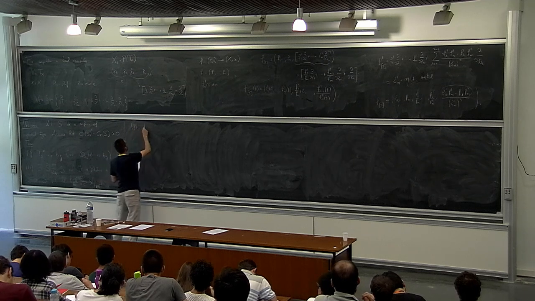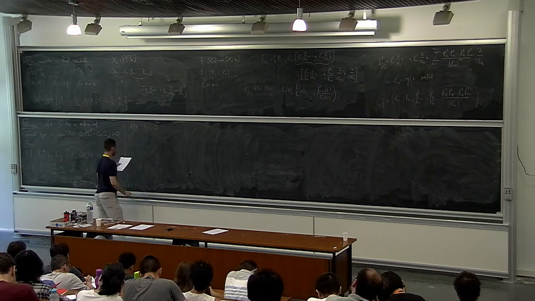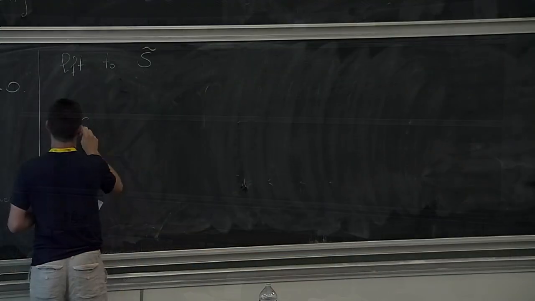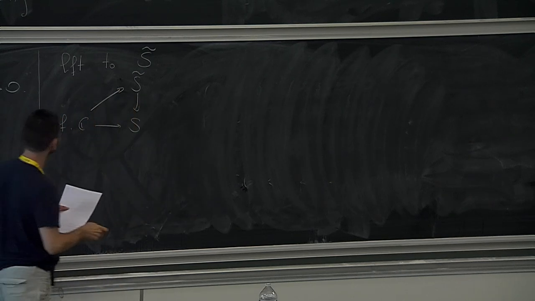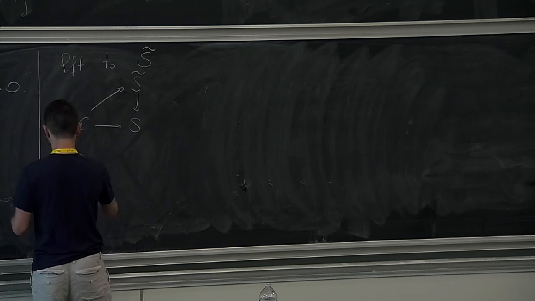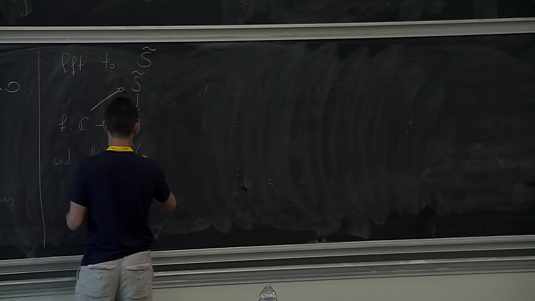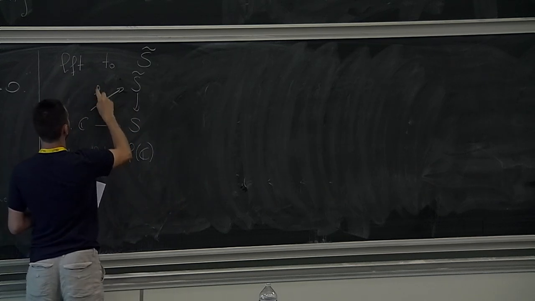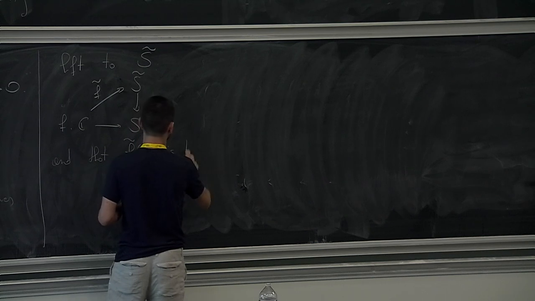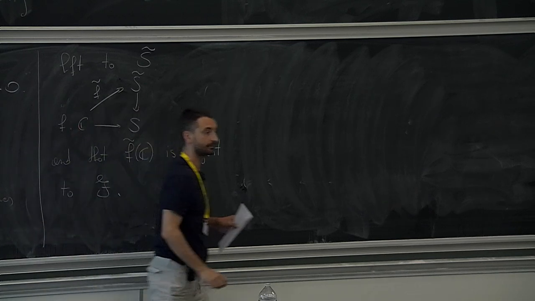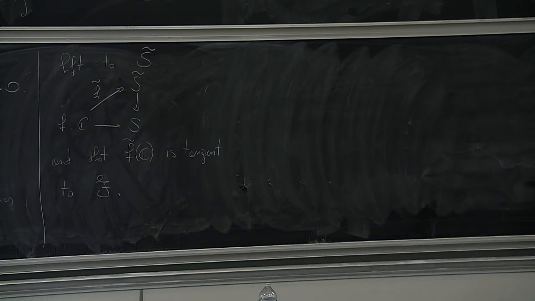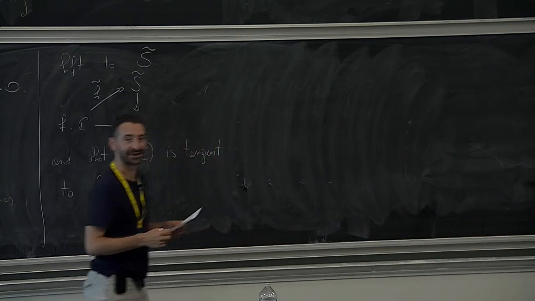lift to S tilde. Okay, so you have f from C to S, you have S tilde here, and you have a lifting. And you have the property that the image of the lifting, so this is f tilde, is tangent to this foliation F. Okay? So finally, I pronounced the word foliation in my lecture. So everybody's happy now.